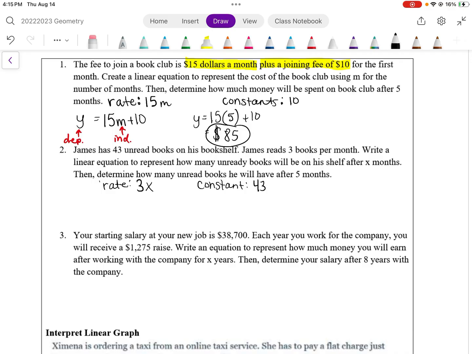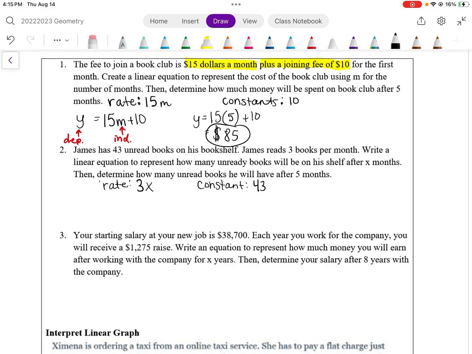Now, we have our rate, which is 3 times X, where X is the number of months. And we have our constant. He started off with 43 books. Now we have to think, are we adding these two together or are we subtracting? So let's think about this. He has 43 books and he is reading 3 a month.